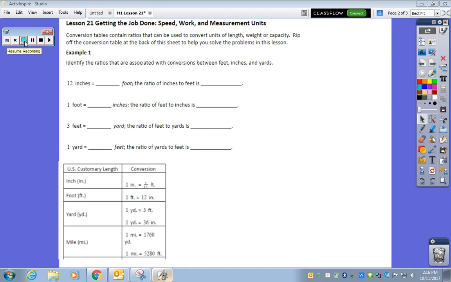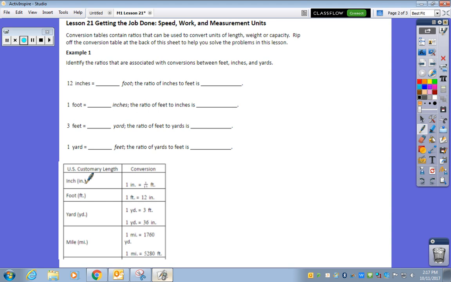What I have done is I have taken the portion of the conversion table that I'm going to want to help me answer the first few questions. We are going to be using equal labeled fractions in order to do the problems that we're going to look at today. If we look at the beginning, it's asking us to identify the ratios associated with conversions between feet, inches, and yards. So I just found the part of the table that dealt with feet, inches, and yards.